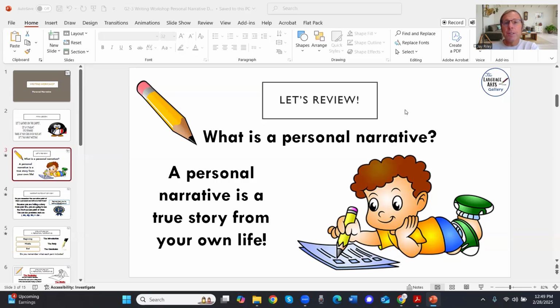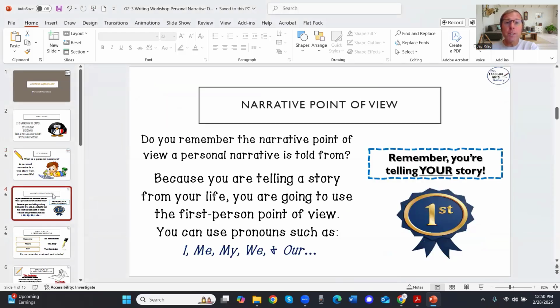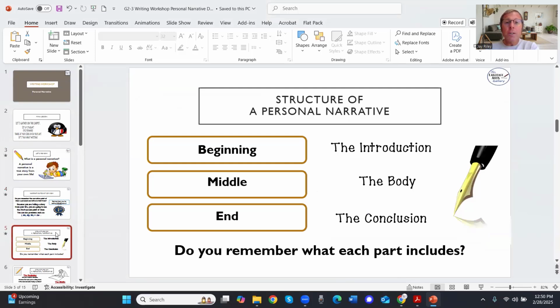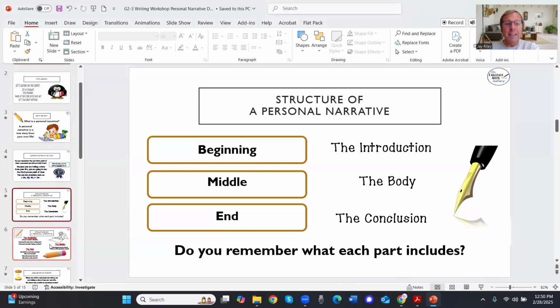So let's go ahead and get started with day 2, and we're going to be talking about adding sequence words to our writing. In our last lesson, we introduced students to this new genre of writing, a personal narrative. And we said that a personal narrative is a story that a student writes about his or her own life. Because they're writing about their own life, they're going to write from the first person point of view. And they're going to use pronouns like I, me, my, we, or our. And like all good writing, a personal narrative has a beginning, a middle, and an end.